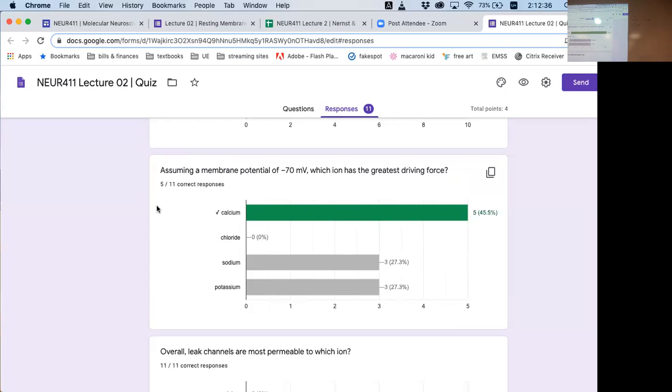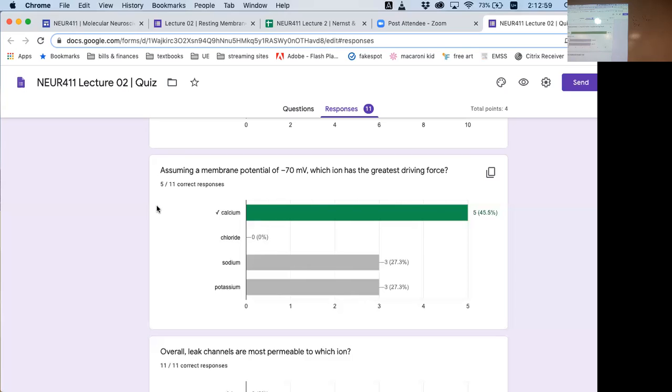So if you're already at reversal, it doesn't matter if you open any more ion channels. You have nowhere to go. You can't get any closer to the reversal if you're already there. The further you are away, the greater the net flux of ions. So if we're at reversal, let's think about this for just a second.